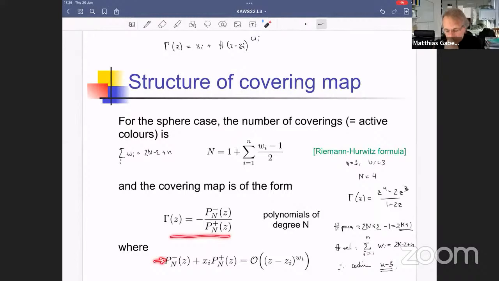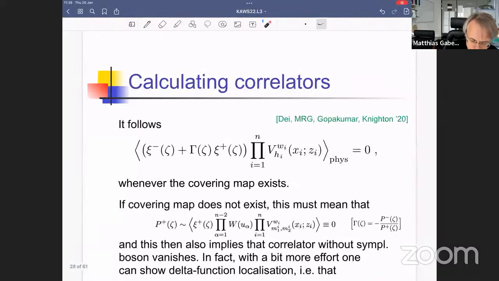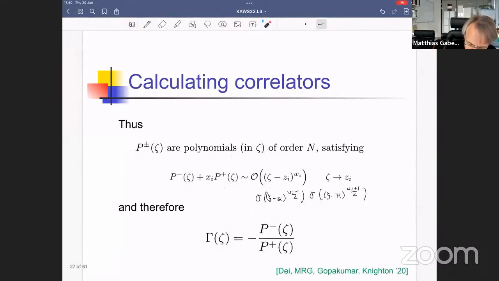So generically, I can't solve them. I can only solve them on a codimension n minus three place. So if I'm sitting at the point where the covering map exists, I know that this identity must be true, because that's exactly what the xi minus and the xi plus correlators will give for me. But if I don't sit at the point where the covering map exists, something must go wrong with this construction, because you see, I can basically construct the covering map out of these correlators. So what must go wrong is that de facto the denominator or the numerator, in fact, both must be identically equal to zero.